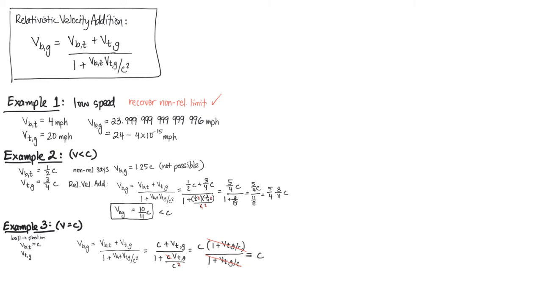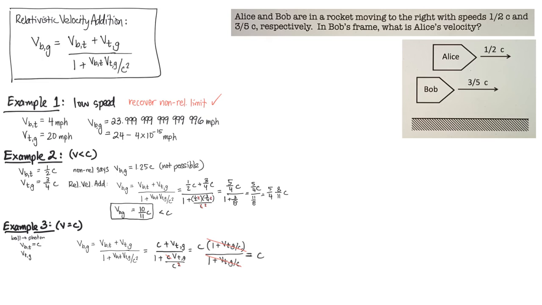Okay. I thought we could just close with one final example shown up on the top right. So here we have the example. Alice and Bob in a rocket are moving to the right with speeds half c and 3/5 c respectively. And we're asked in Bob's frame, what is Alice's velocity? So just to be clear, these quantities that are in the picture are the velocity of Alice relative to the ground and the velocity of Bob relative to the ground. And we are asked for the velocity of Alice relative to Bob. Okay, well, we can do this.